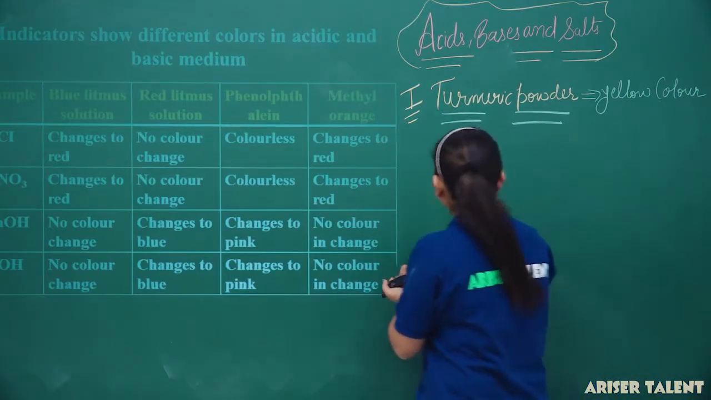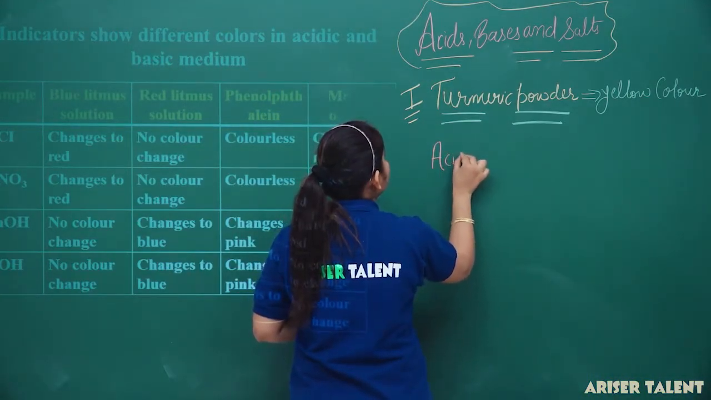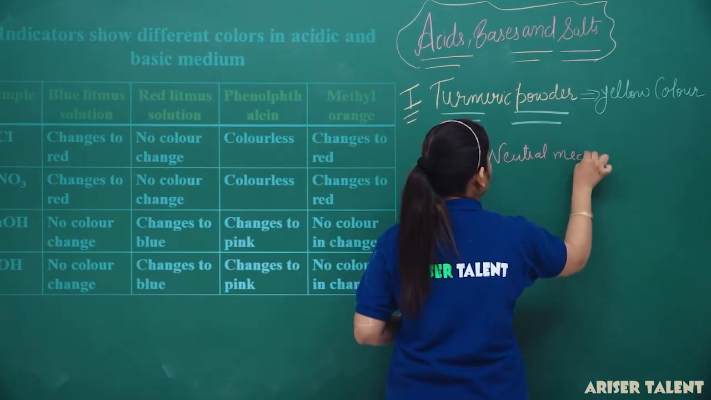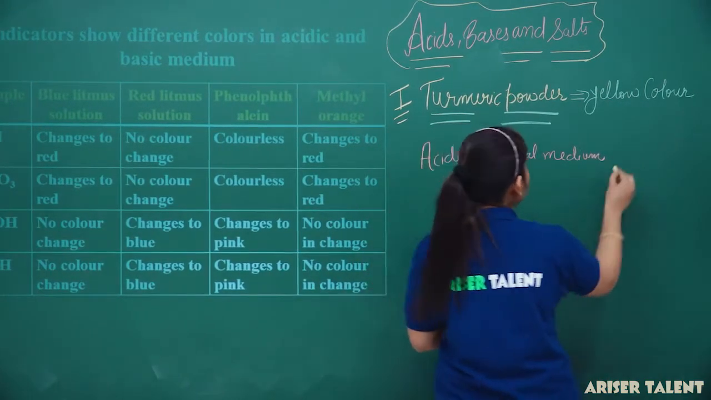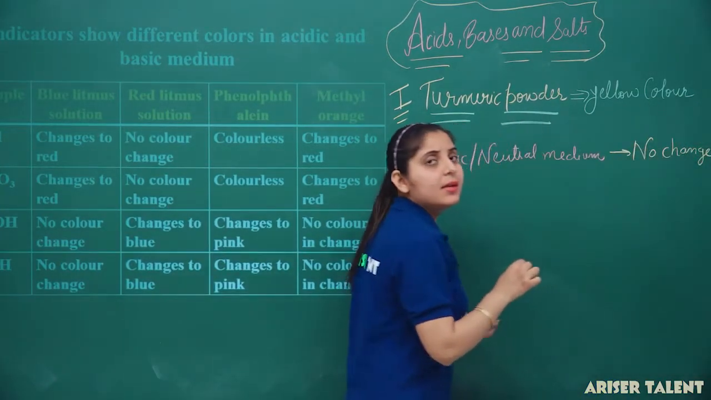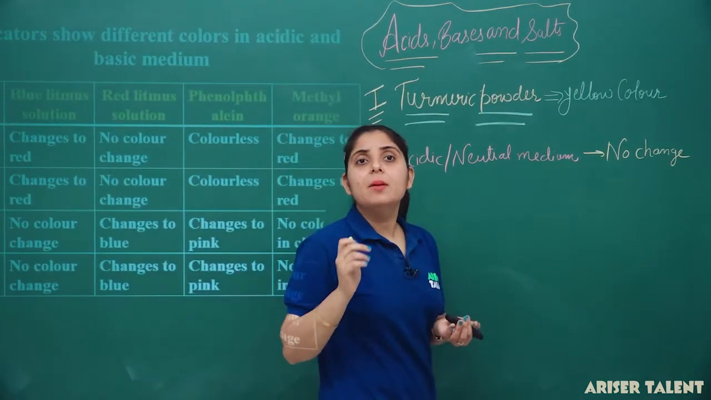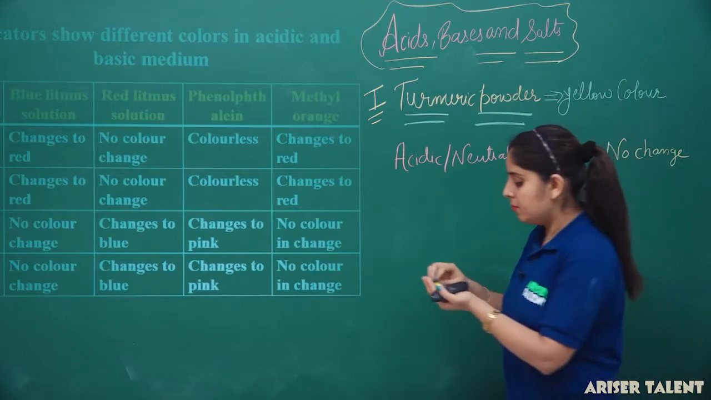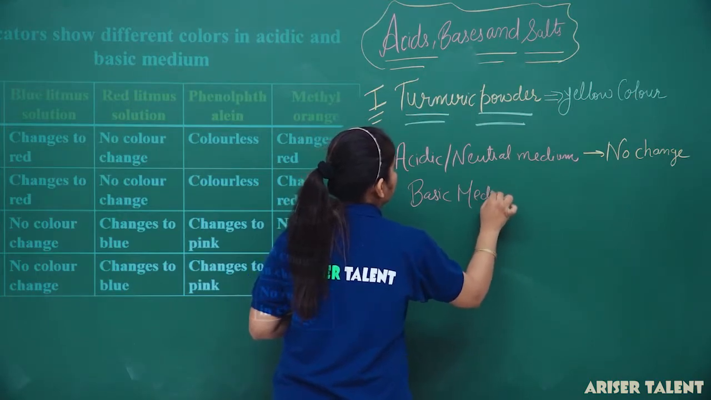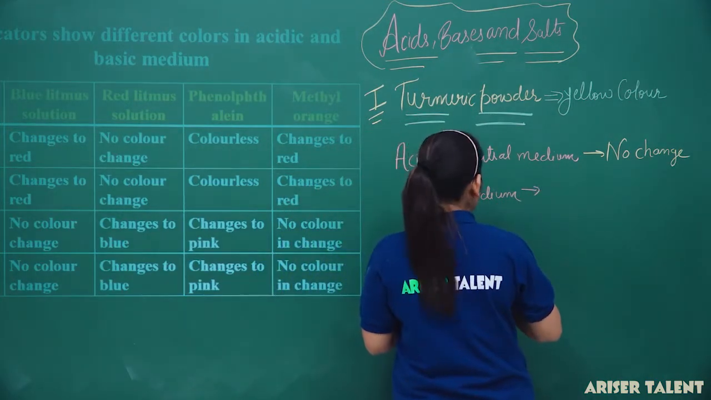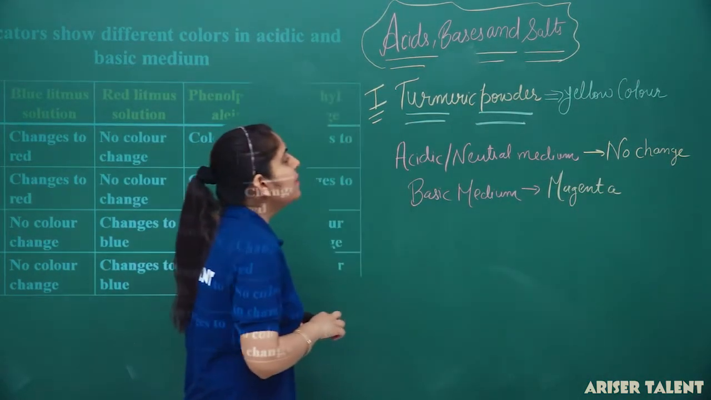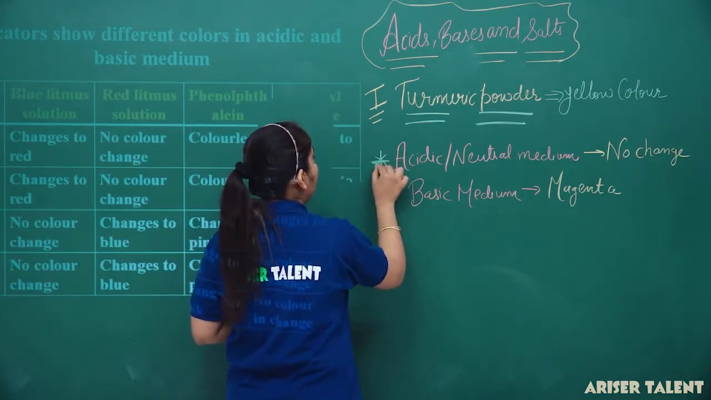So what happens in case of turmeric powder? In acidic or neutral medium, it will show no change. But if I am considering the case of base, it will completely change into the magenta color. So in case of basic medium, it will change into magenta color. So these are the characteristics regarding turmeric powder.